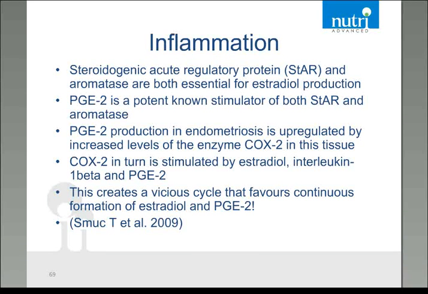Inflammation is a massive driver or perpetuator. Steroidogenic acute regulatory protein (StAR) and aromatase are both essential for estradiol production. PGE2 is a potent known stimulator of both StAR and aromatase. PGE2 production in endometriosis is upregulated by increased levels of the enzyme COX-2 in the tissue. COX-2 in turn is stimulated by estradiol, interleukin-1 beta, and PGE2. This creates a vicious cycle that favors continuous formation of estradiol and PGE2.